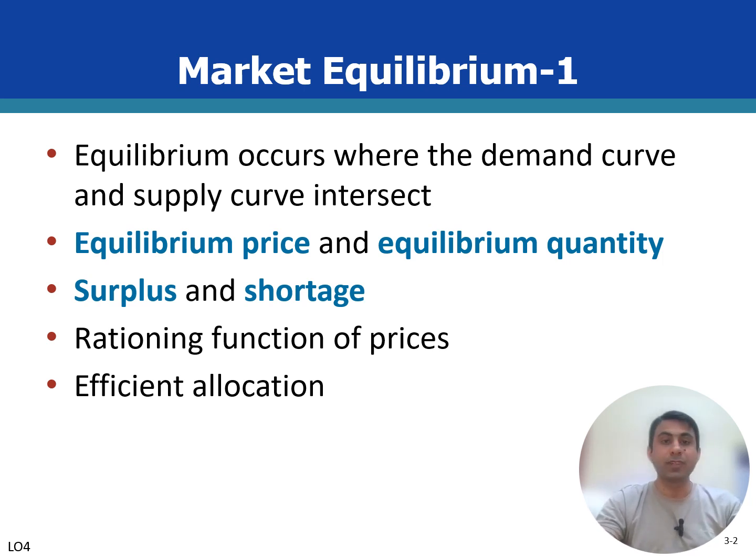An efficient allocation occurs at the equilibrium, where resources are utilized optimally to meet consumer demand. This ensures that the economy achieves allocative efficiency, where goods and services are distributed in a manner that maximizes overall welfare. Efficient allocation reflects a balance where the marginal benefit to consumers equals the marginal cost to producers, ensuring that resources are not wasted or underutilized in the production process.